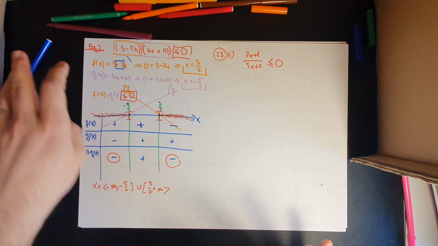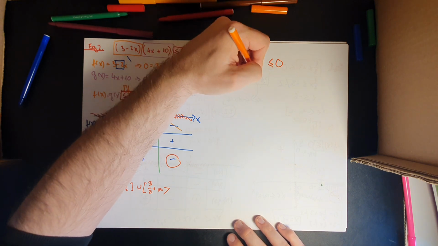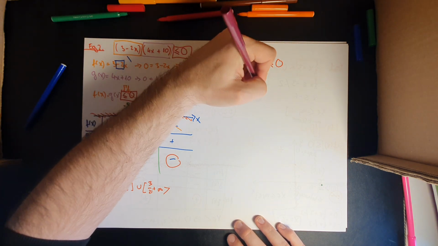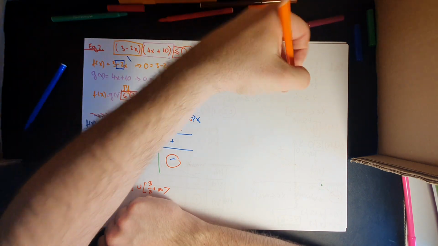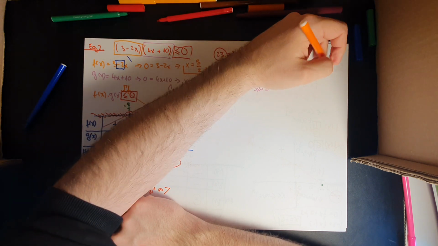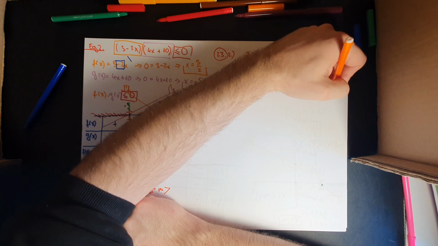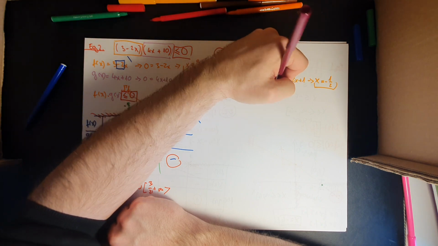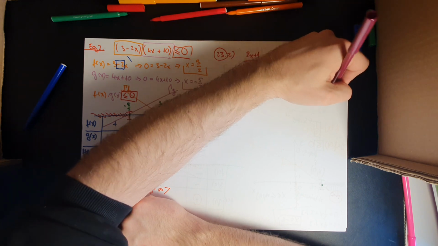So, let's write down the functions. F of x is going to be 2x plus 1. G of x is going to be 3x plus 2. Let's find the intercepts. For function f, the x-intercept is 0 equals 2x plus 1, which means that x is minus 1/2. So this is the x-intercept. Let's find the x-intercept for the g function. 0 equals 3x plus 2, which means that x is equal to minus 2/3.